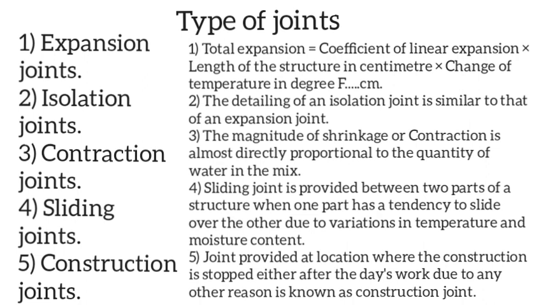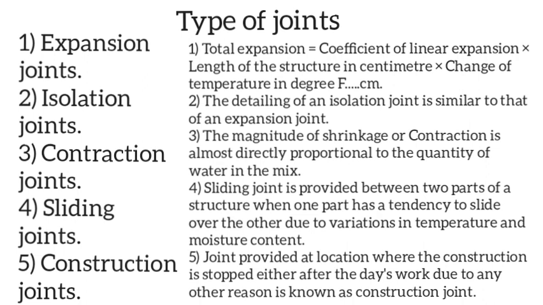There are five types of joints, in which expansion joints are provided to accommodate the expansion of adjacent building parts and to relieve compressive stresses that may otherwise develop. Based on this formula, it is seen that a structure 30 meters long expands linearly by about 10 mm through a temperature change of 50 degrees Fahrenheit.